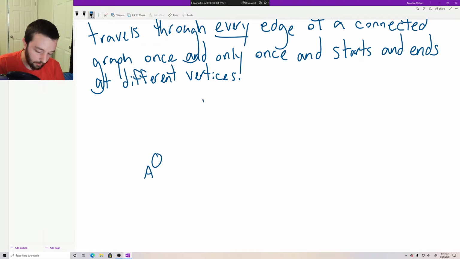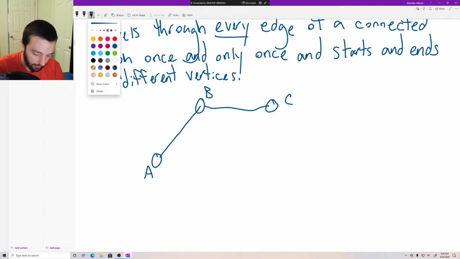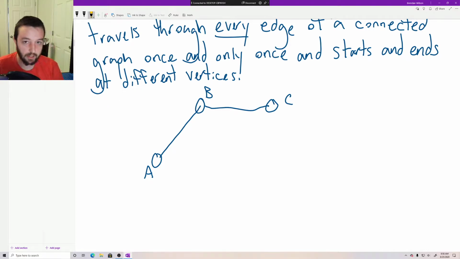If we have A, B, C, okay. So if we have this graph right here, we can easily find an Euler path because all we have to do, we can start at A, travel over this edge, travel over this edge, and then we're done, right? We hit both edges. We only did it one time, and we started and ended at different vertices. Okay, so not too bad.